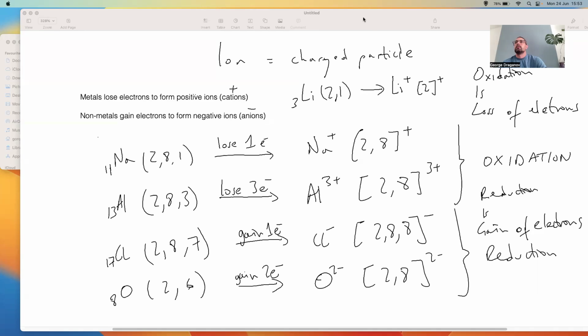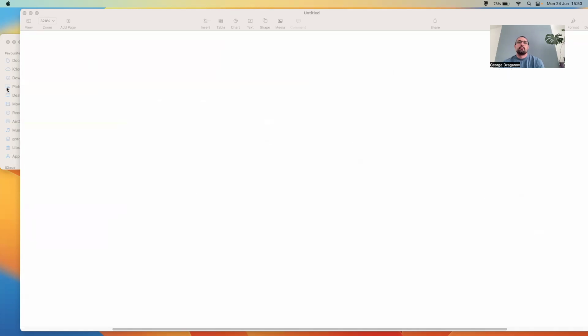1 second. Should be an option here. Yes, I found the option, save. It's a PDF. Okay, it's saved. I'm now going to clear it.